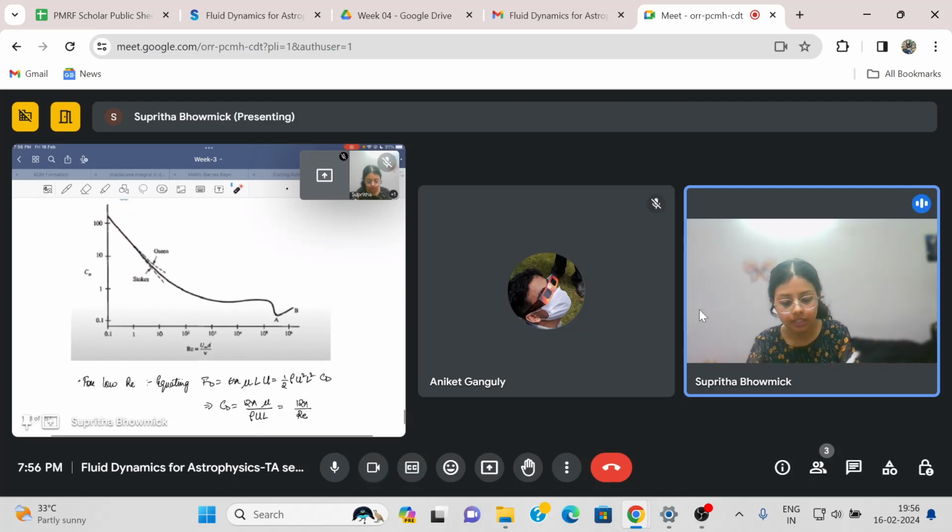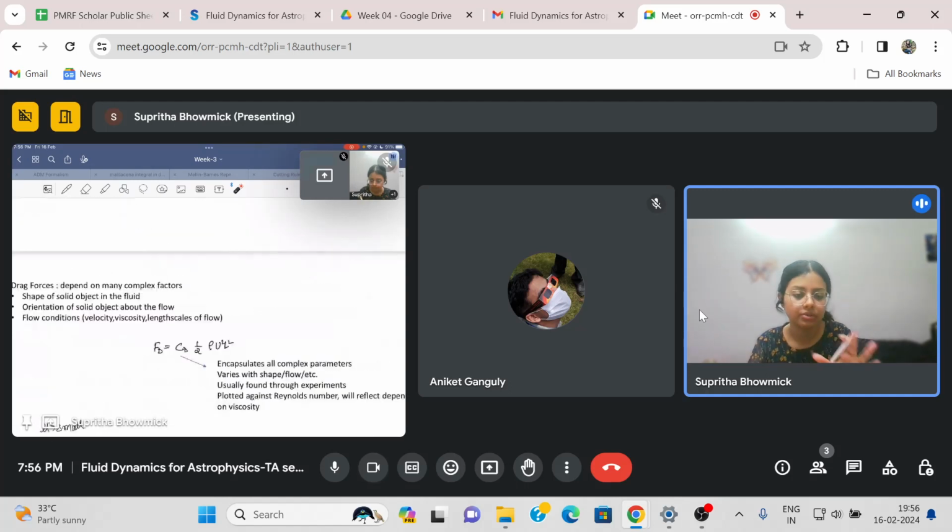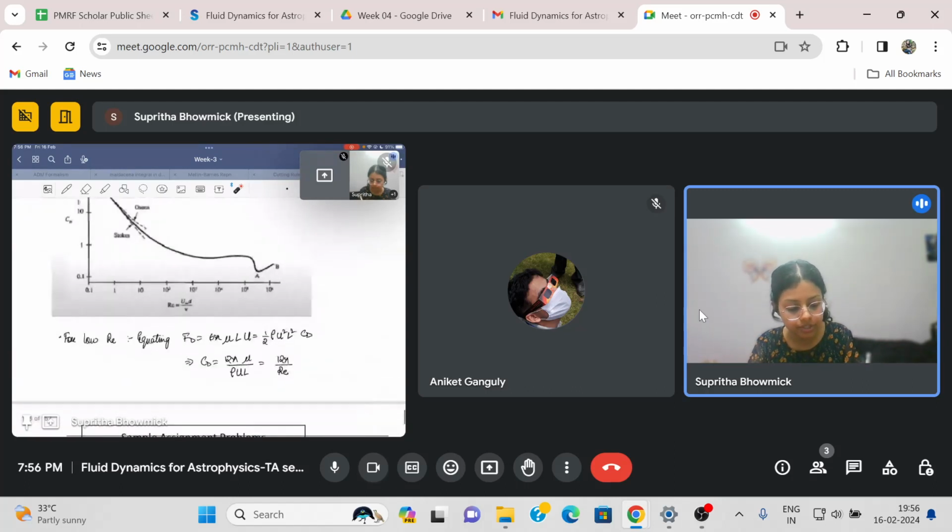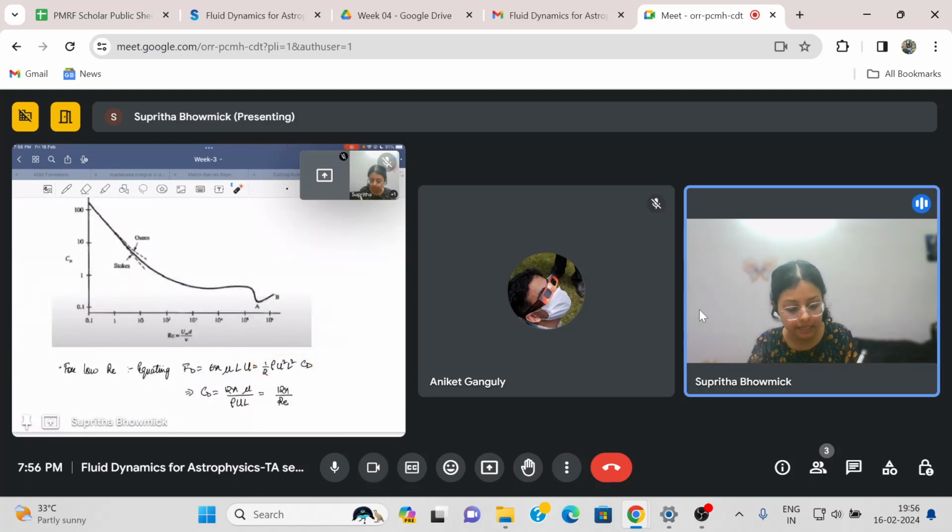To see why it's a straight line, if it is indeed a straight line, we should be able to see that from Stokes' law. So what we will do is equate Stokes' law to the usual drag force law we consider, which has a drag coefficient in it. This will tell me that CD is actually 1 by Reynolds number. Is this clear? Yes.